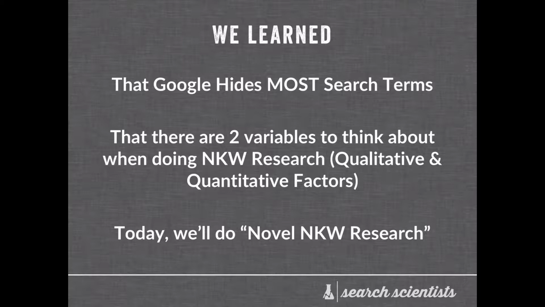We also talked about having two separate variables when you're doing negative keyword research: qualitative and quantitative factors. Qualitative factors obviously make a whole bunch of sense when you're looking at your search terms and you're saying this is relevant, this is not relevant. And then of course, quantitative factors when you are looking at metrics inside your search terms to block things, to add as negatives. Today we're going to be doing something called novel negative keyword research.